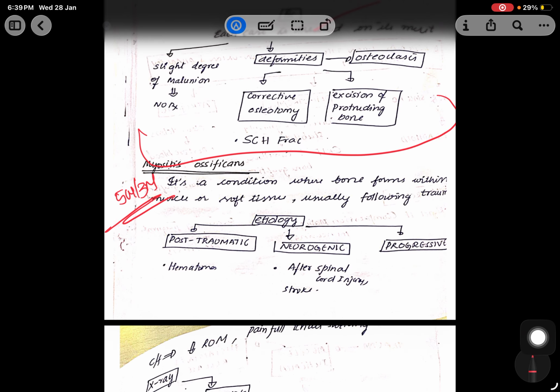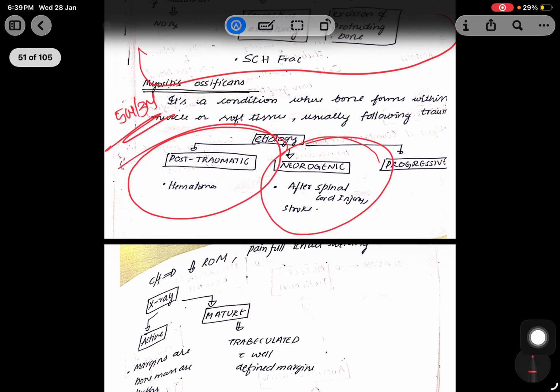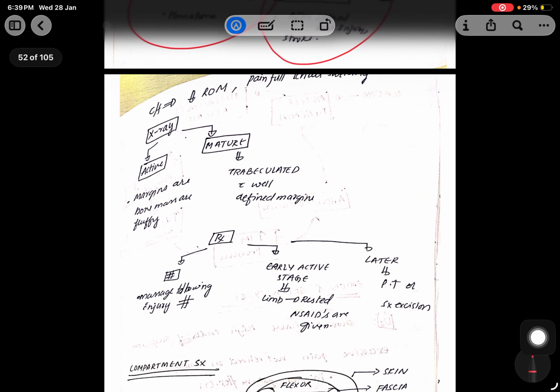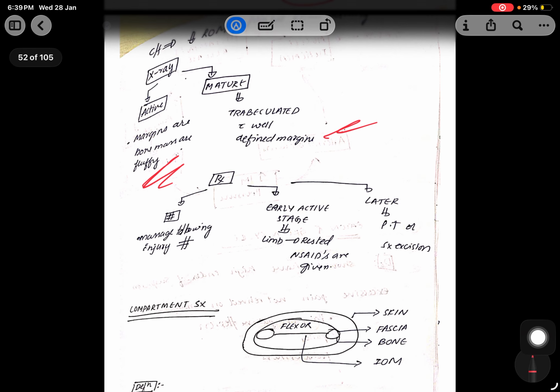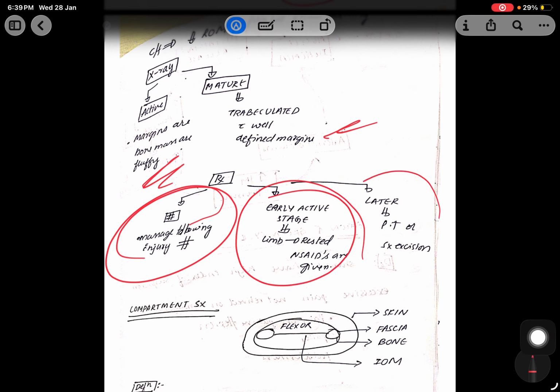What happens is, after a bone injury, if you do a lot of soft tissue massage, then obviously you can have myositis ossificans, or even due to a neurogenic cause you might have it. Here the major thing is the X-ray, I'm sure you know. So prevention you have to talk about. If it's an active stage, rest and NSAIDs are given, but if it's a later stage, the only thing you can do is physiotherapy or surgical excision.